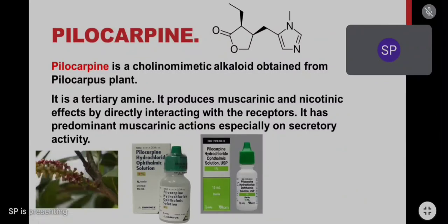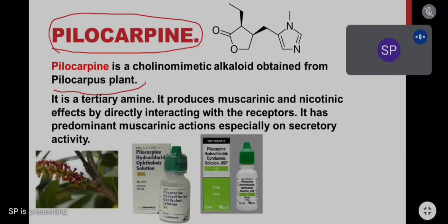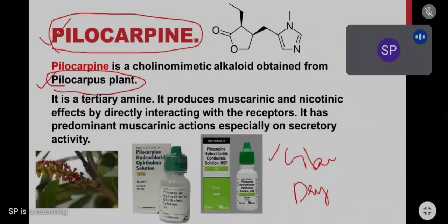Okay, so in alkaloids, pilocarpine is the important compound. Pilocarpine is the alkaloid which is obtained from the Pilocarpus plant. We have ophthalmic solutions that can be used for glaucoma. Mainly it is used in glaucoma, and sometimes in dry eyes. Pilocarpine will directly stimulate the muscarinic receptors and cause secretory activity in the eyes. Other than this, iske bhi actions kuch jyada nahi hai.